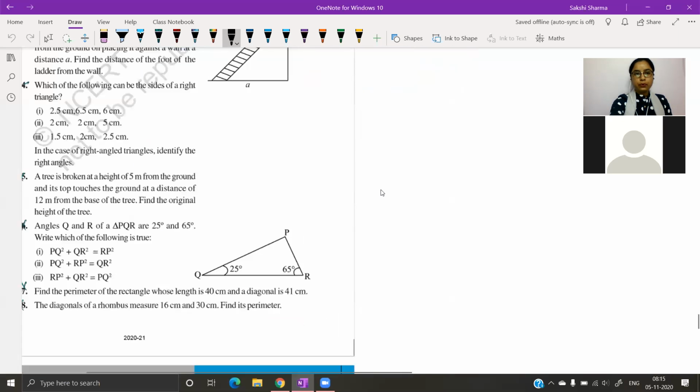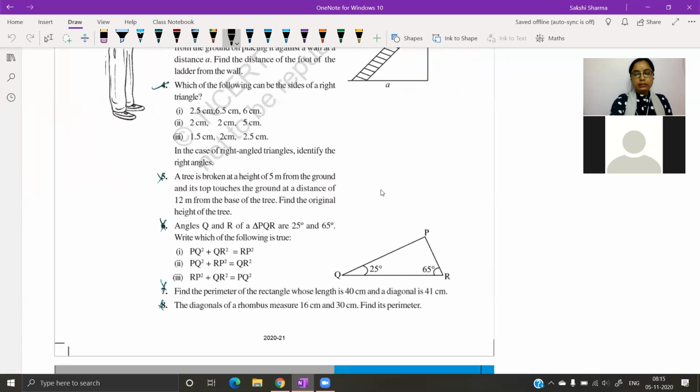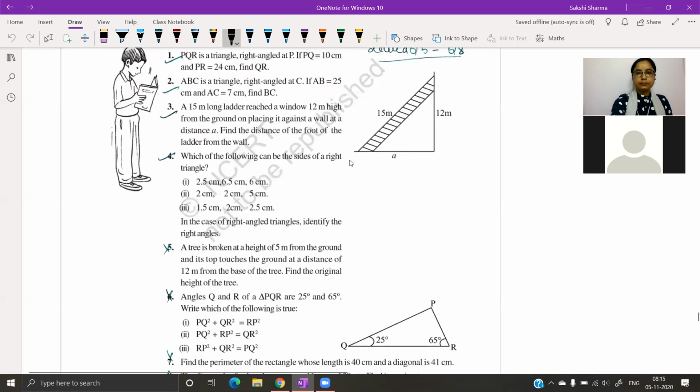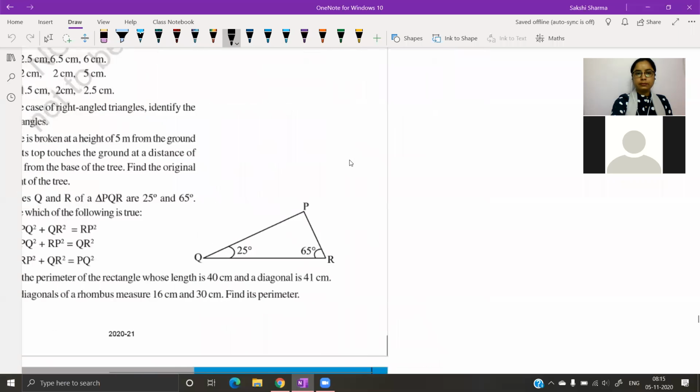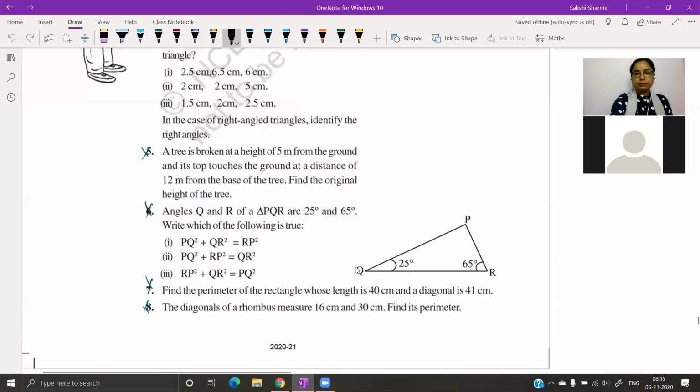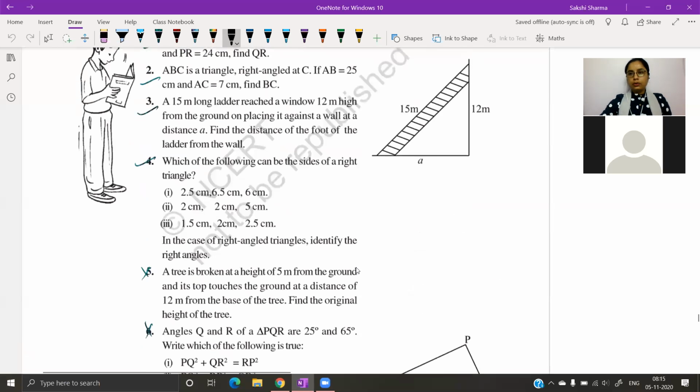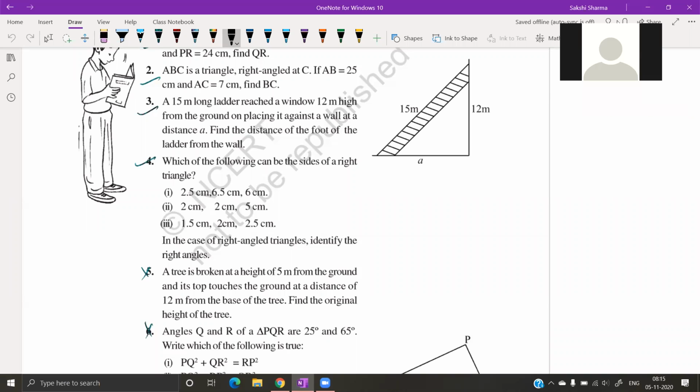So question number 4 here, if you take a look, they're asking which of the following can be the sides of a right triangle. I hope I'm audible to everyone. Yes, ma'am.